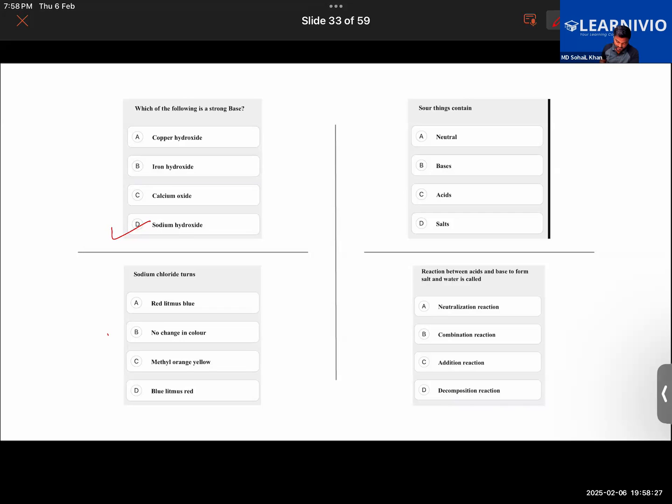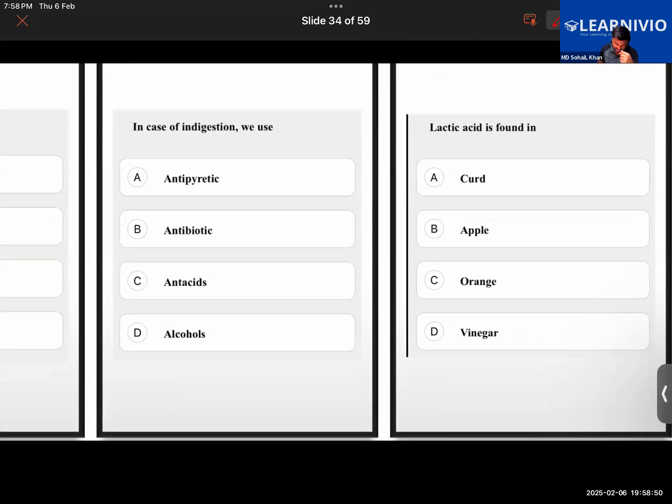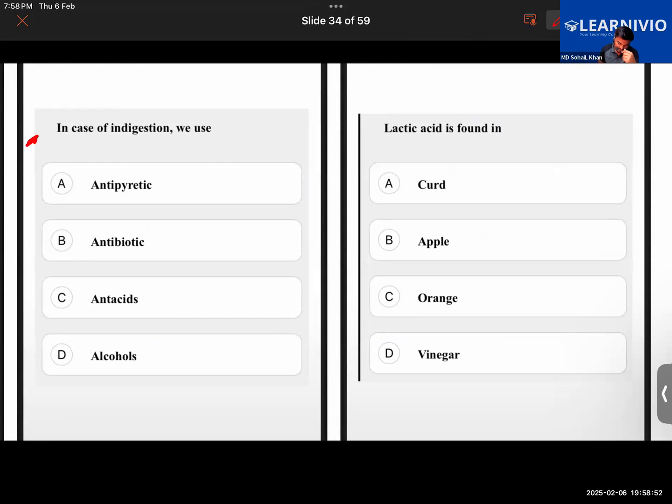Yes. Next, sour things contain acids. The reaction between acids and bases to form salt and water is called neutralization reaction. Good. Answer this question first. This one and this one.